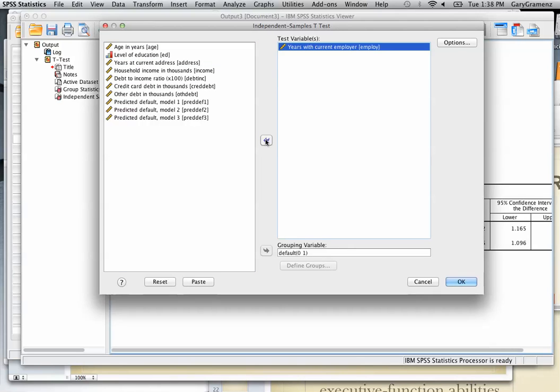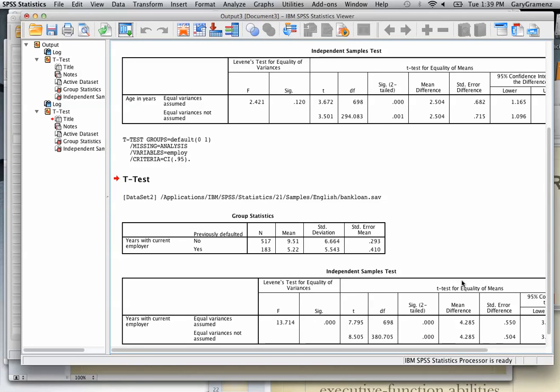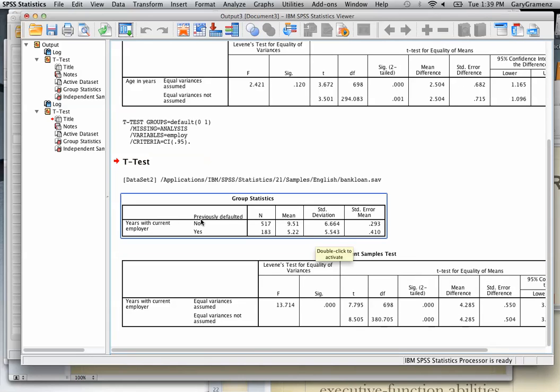So stop here for a second, and what do you think? Do you think it matters how long somebody's been with their employer? Do you think people who've been with their employer longer will be less likely or more likely to have defaulted on their loan? This one we can keep the same because it's still bank defaults. So, years with current employer.